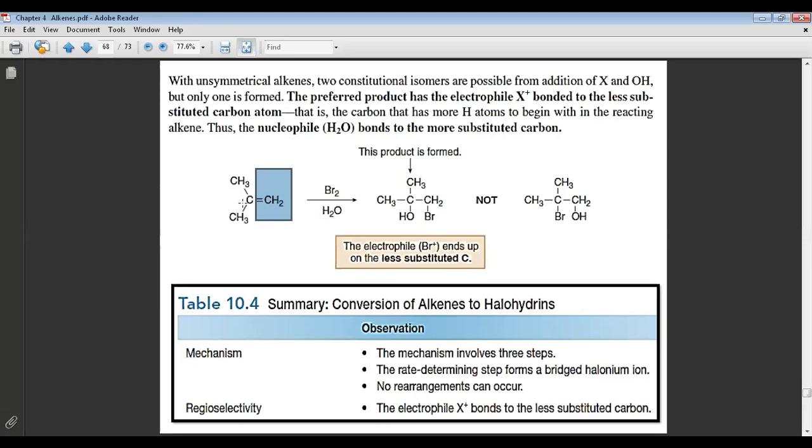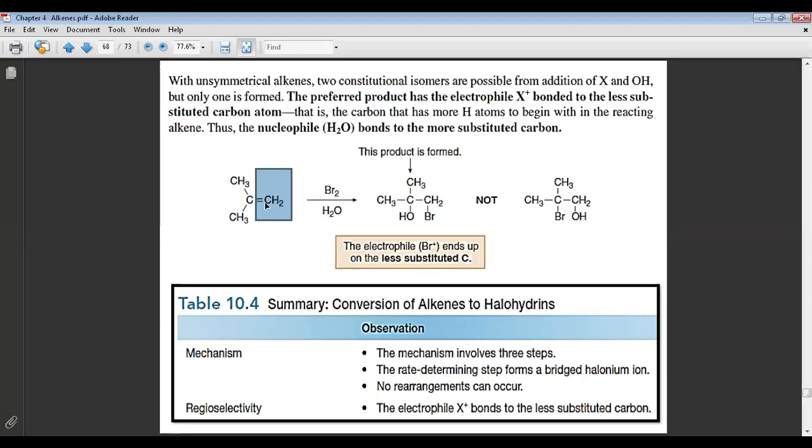Okay, now which one will be the major one, and which one will not form actually? And he said 2 constitutional isomers are possible from the addition of the X and OH group, but only one is formed. Okay, which one is this? Look. If you think about this, that means the Br comes to this carbon. That means the Br is added to this carbon.